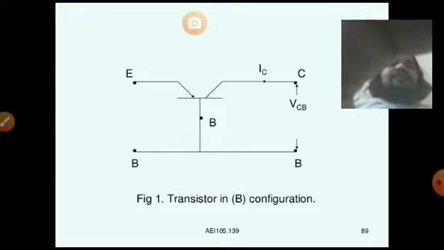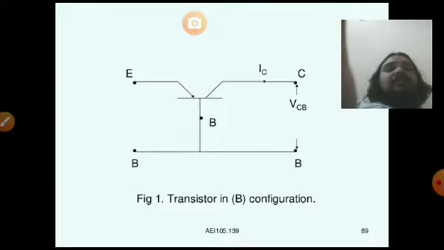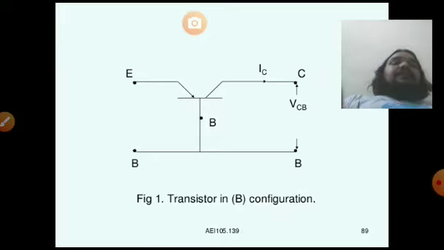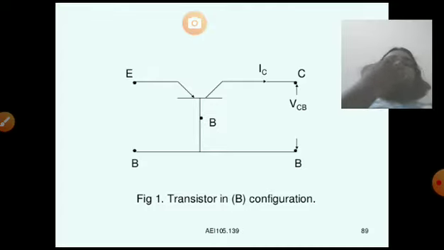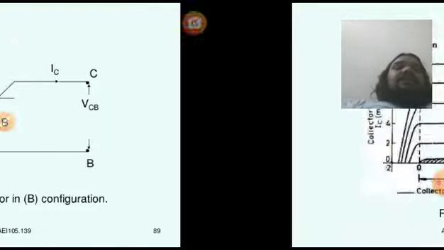The diagram shows a transistor in common base configuration, where B is commonly grounded, and the voltage between emitter and base is VBE, and the voltage between collector and base is VCB, where collector current is IC and emitter current is IE. The above diagram shows the transistor in common base configuration.